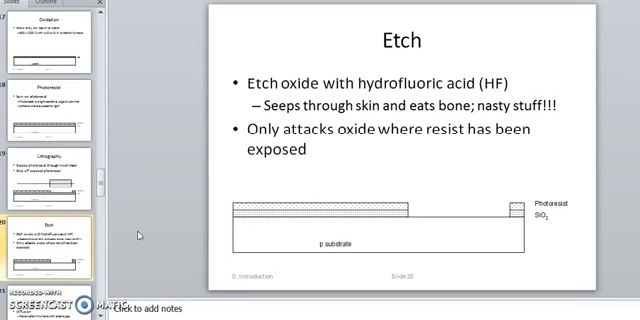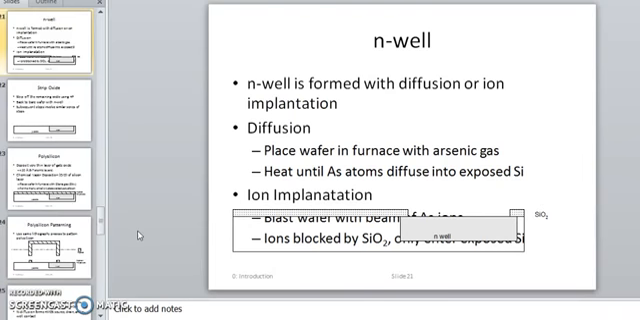Etch the oxide. We use an etching solution here, that is hydrofluoric acid. It is very sensitive. Next, we attack the oxide only where the resist has been exposed. This is where we want to make a channel or gate. For that portion we use the etching solution only. Next one is the N-well.